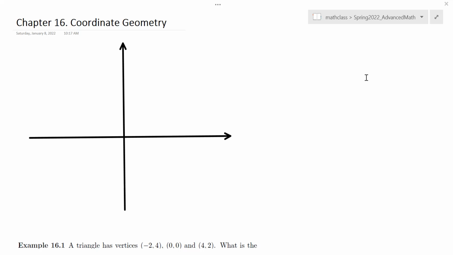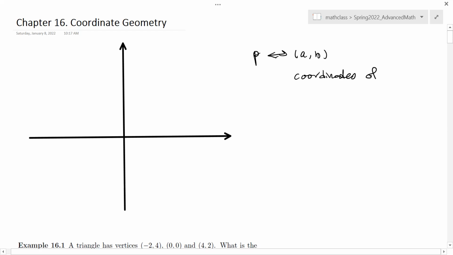Okay, so in a plane you have two perpendicular axes. One is called the x-axis, the other one is called the y-axis. Then every point in the plane corresponds one-to-one to a pair of numbers. Those are called the coordinates of point P. So if our point is here, how do we determine the coordinates of point P?